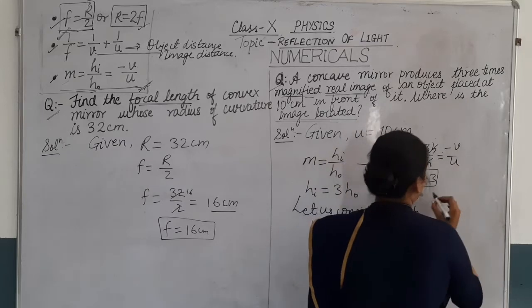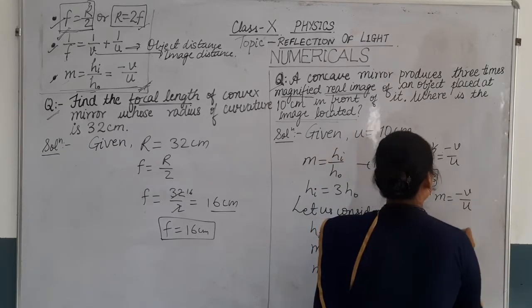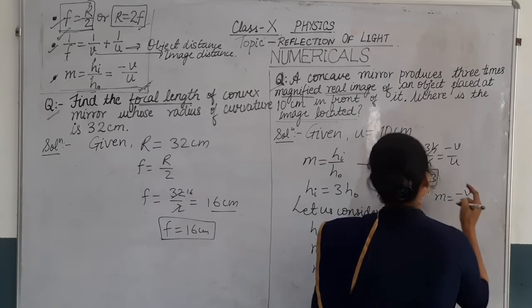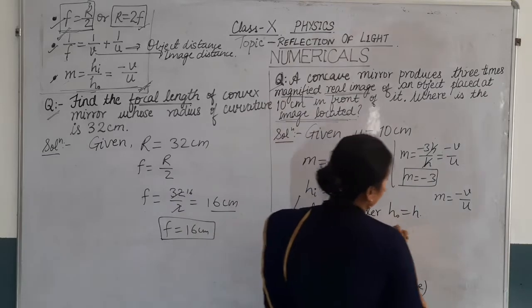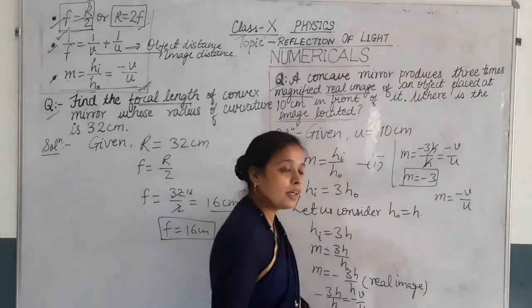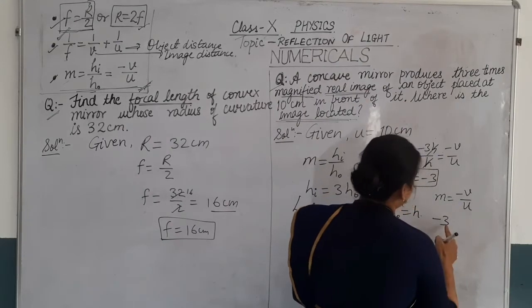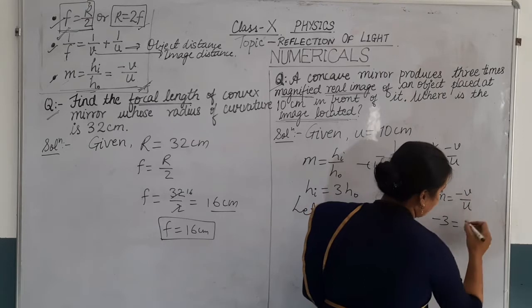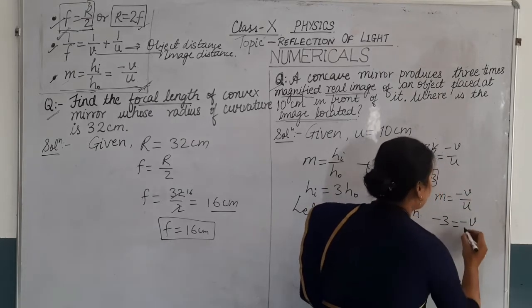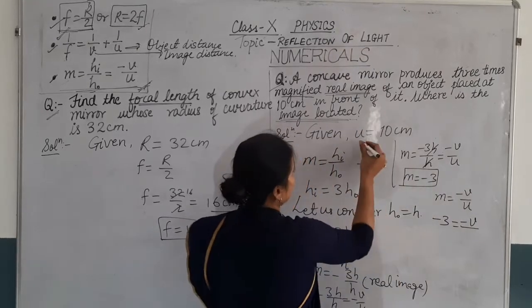Now using this relation, M is equal to minus V by U, we can find out the value of image distance, as it is asking the location of the image. For finding out the location of the image, we will find V. Putting the value of M, it is minus 3. Putting the value of V, we already have to find it out. We will write it as it is. U, what will be U? U is given here.